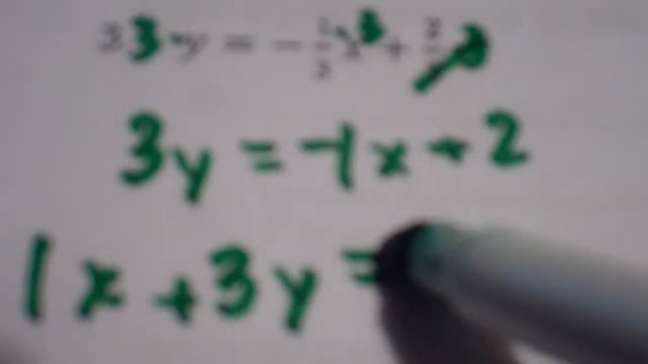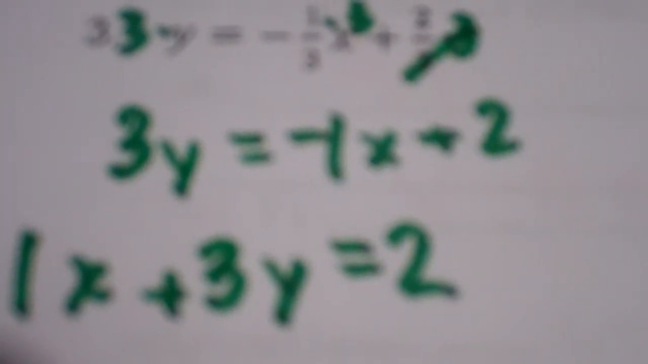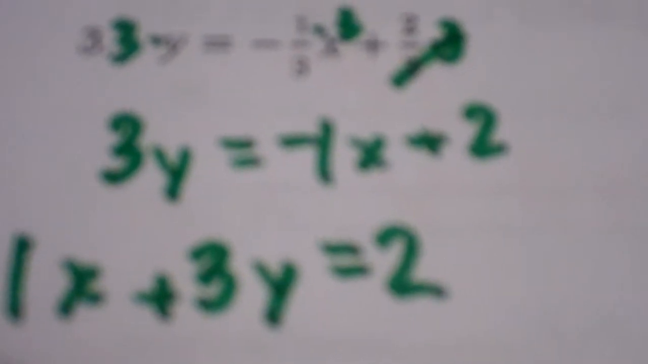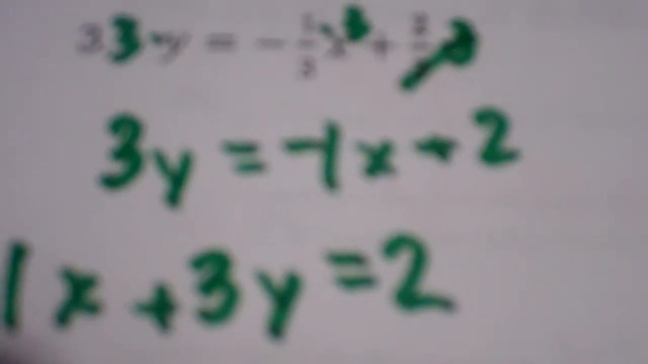We multiplied everything by 3, and then we would have 3y equals negative 1x plus 2. Then we move the x term over. Well, it's a negative, so it'll become positive when you move it to the opposite side. So 1x plus 3y equals 2. Nice job.